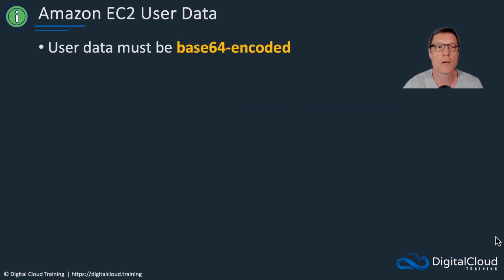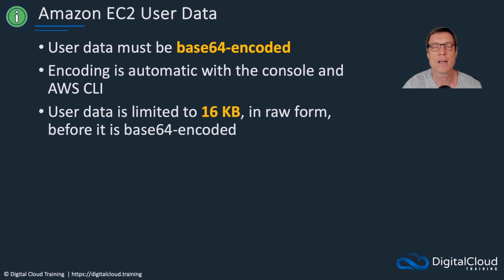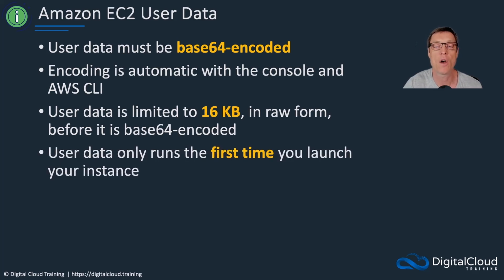So a little bit more information about user data. It must be base64 encoded. This happens automatically when you're using the console and the CLI. User data is limited to 16 kilobytes in raw form before it's base64 encoded. Now, user data only runs the first time you launch your instance. You can view the user data in the console. You can even stop your instance and edit the user data, but it still only runs the first time you launch your instance. So just bear that in mind.